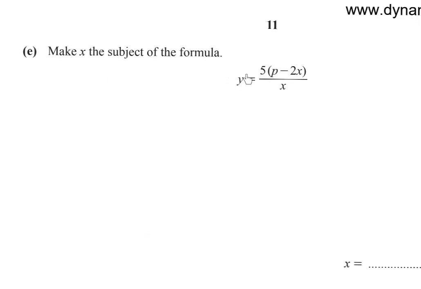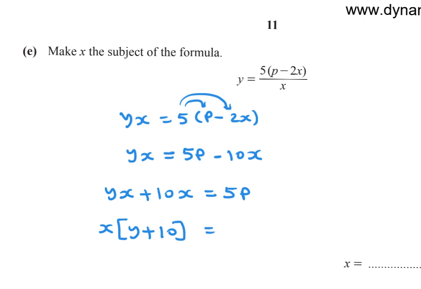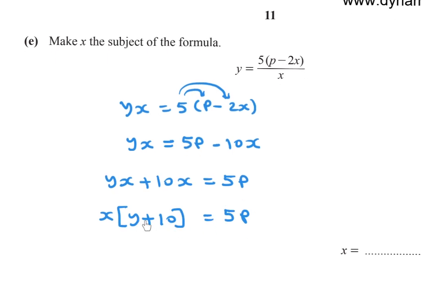E, make x the subject. The first step to remove the denominator is to cross multiply. So y times x equals 5 times b minus 2x. Now expand 5 times b and 5 times negative 2x. So yx equals 5b minus 10x. I need x as the subject, so keep x on one side. So negative 10x goes to the other side as positive, so you have yx plus 10x equals 5b. Take x common, factorize: x times y plus 10 equals 5b. Now divide by y plus 10, so y plus 10 goes to the other side by division. So x equals 5b over y plus 10.